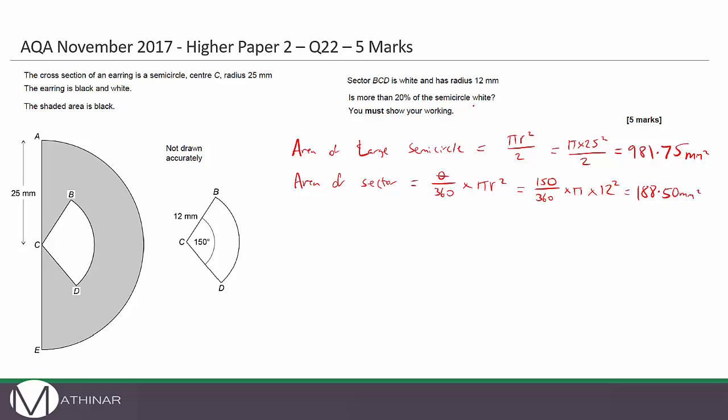Is more than 20% of the semicircle white? So we need to work out what percentage of the semicircle is white. So the percentage that is white is worked out by the amount that is white, so the white area divided by the total area times 100. So the white area we worked out as 188.5. The total area was 981.75, multiplied by 100.